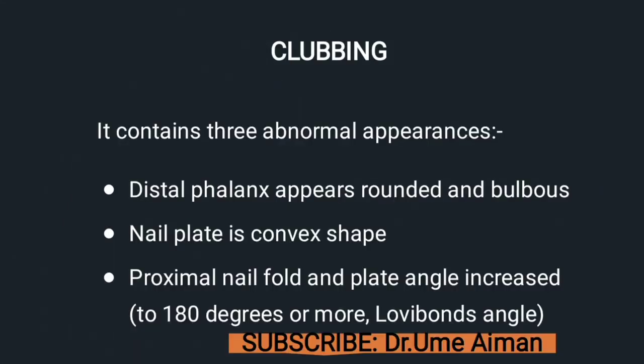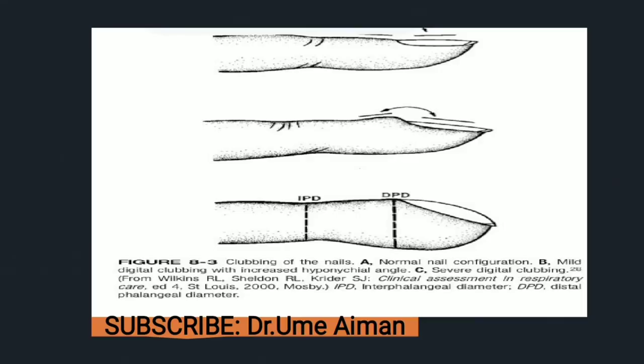Clubbing. It contains three abnormal appearances. Distal phalanx appears rounded and bulbous. Nail plate is convex shape. Proximal nail fold and plate angle increases to 180 degrees or more. This is how you can see the clubbing of the nails.